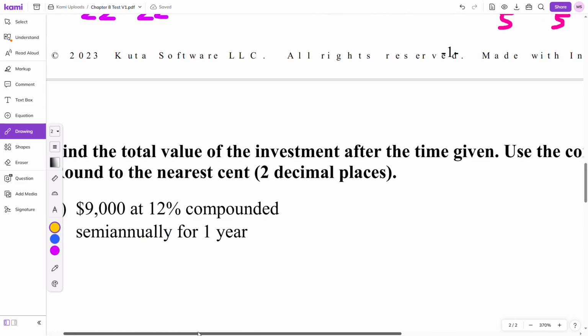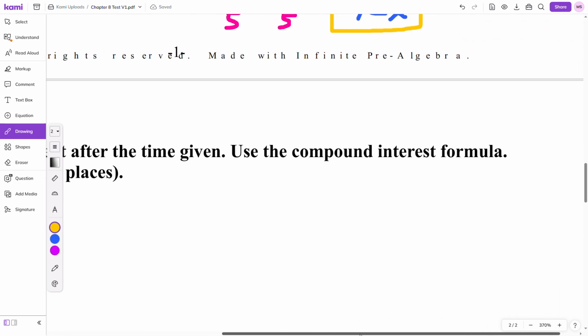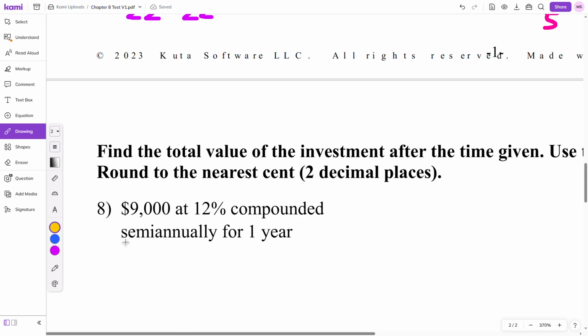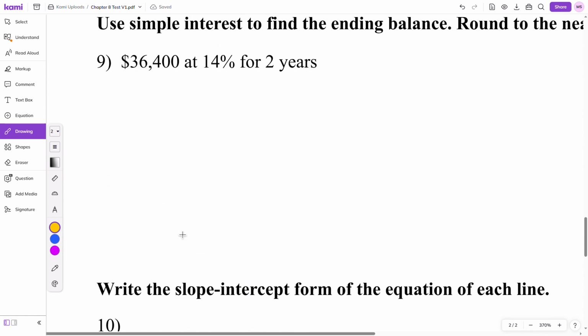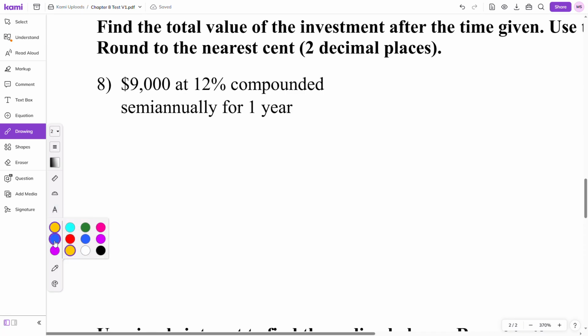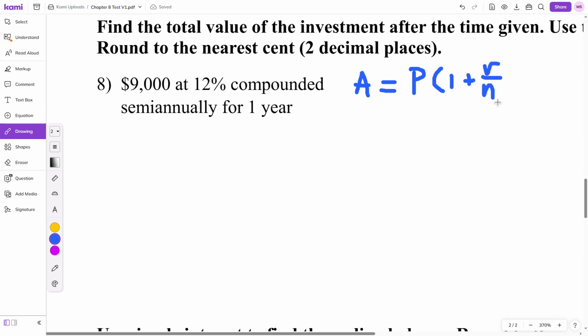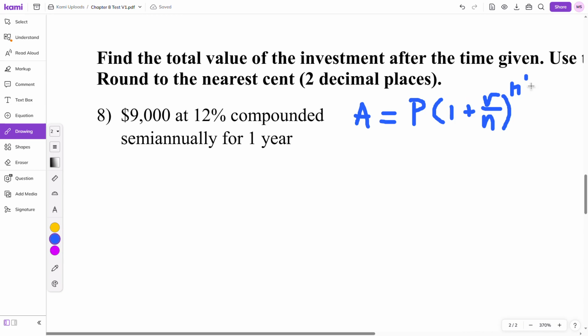Next one. Find the total value of the investment after the time given. Use compound interest formula. Round to the nearest cent, 2 decimal places. Excellent. Okay, so compound interest. So the formula, I'll just use the shorthand formula. The final amount is going to be the principal times 1 plus the interest rate as a decimal divided by the number of time periods it's compounded per year, all to the power of those time periods times t.